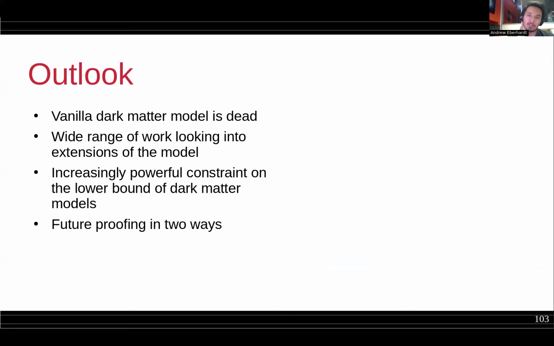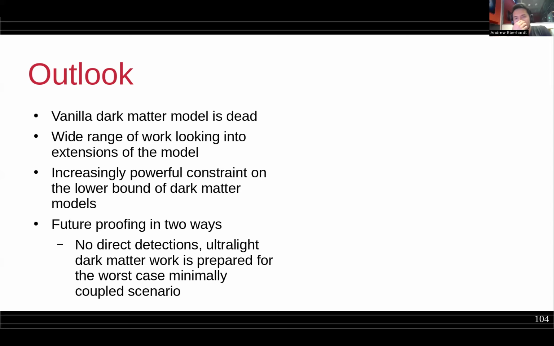And so I like to think that this field is future-proofed in two ways. And the first is perhaps not so positive. We have to, as a dark matter community, grapple with the fact that much of the space in which we were hoping to find dark matter, we didn't, you know, for things like WIMPs. And it's becoming increasingly important, it seems, to be prepared for what you might call the worst case scenario for dark matter, right? Where the dark matter is essentially minimally coupled to the standard model. As in, it doesn't talk to the standard model at all, except with gravitational interactions, right?